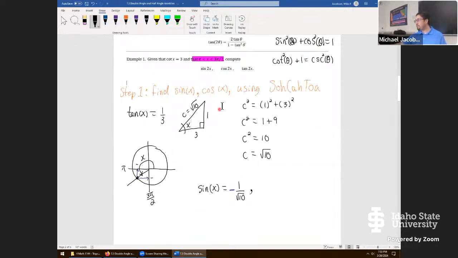We're now going to the cosine function. So cosine of x through SOHCAHTOA will be the adjacent side, which is 3, divide by the hypotenuse, which is root 10.